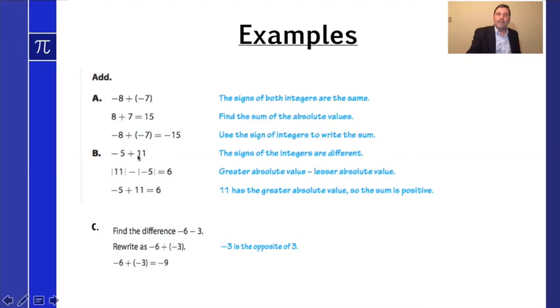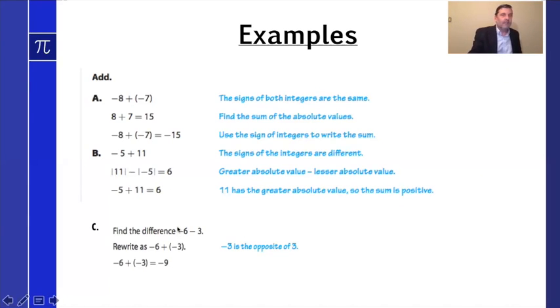Part B, what if the signs are different? We have -5 plus 11. So somebody has a debt of $5 and then they gain $11, a fortune of $11. The rules were, we take the absolute value of both and subtract the smaller from the larger. So the absolute value of -5 is +5. The absolute value of 11 is 11, and I subtract the smaller, and I get 6. And the sign of my answer is the sign of the number with the larger absolute value. 11 has a greater absolute value, so our sum would be positive.